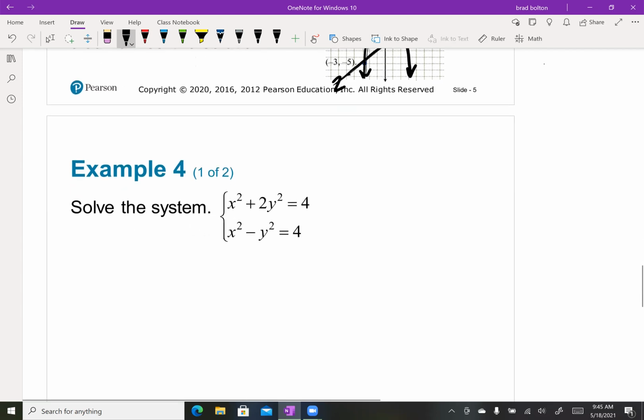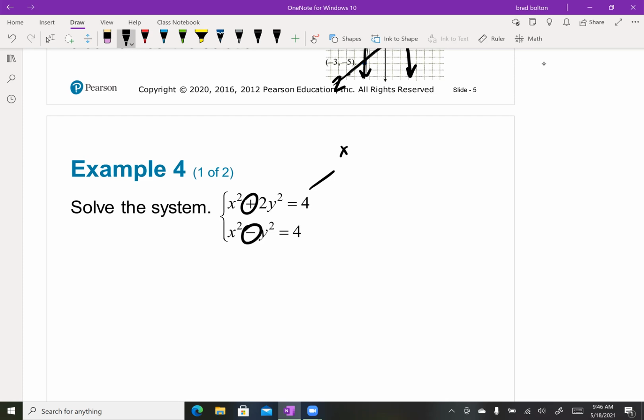Now, in this particular problem, we have x squared plus 2y squared equals 4. And we have x squared minus y squared equals 4. So this looks like we're dealing with possibly, remember, you want it equal to 1 when you're dealing with an ellipse or a hyperbola. The plus sign normally tells me it's an ellipse. The minus sign normally tells me it's a hyperbola.